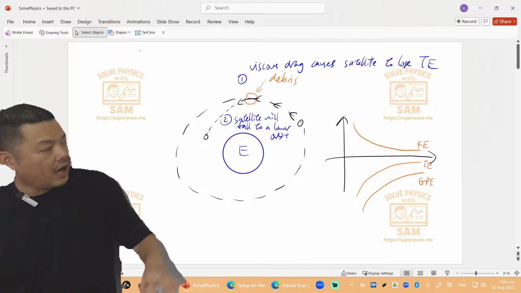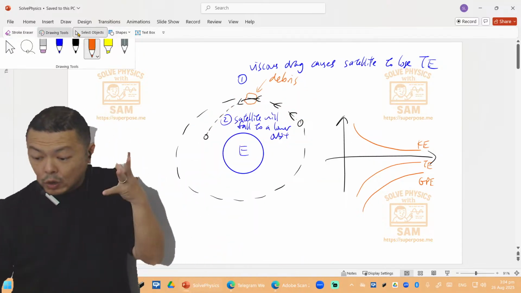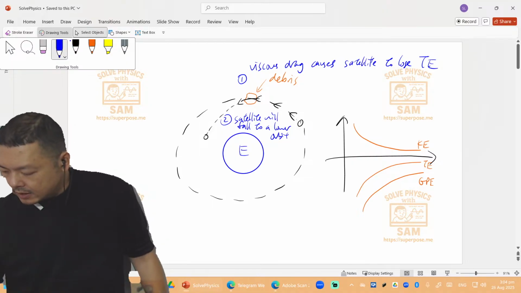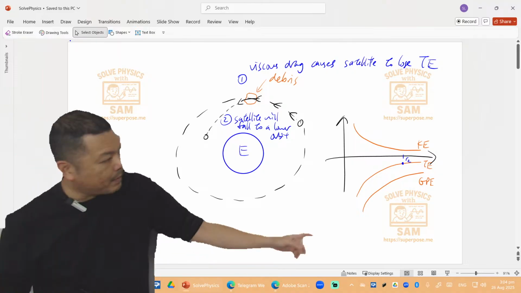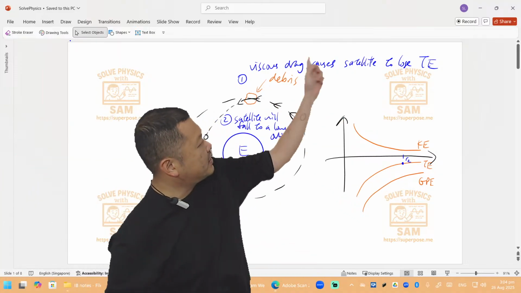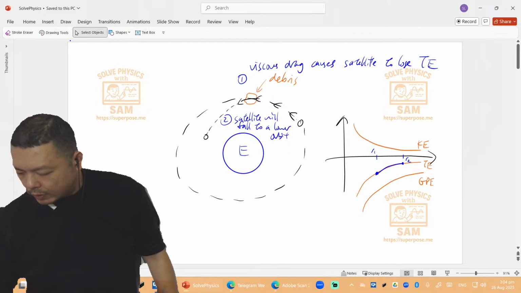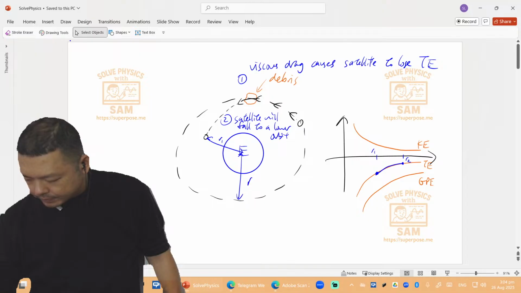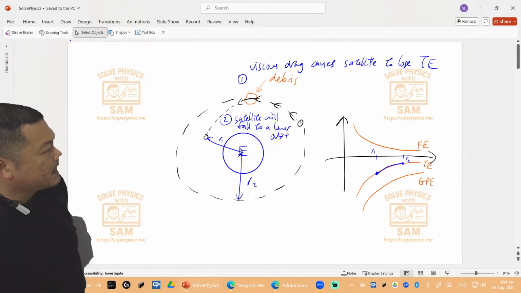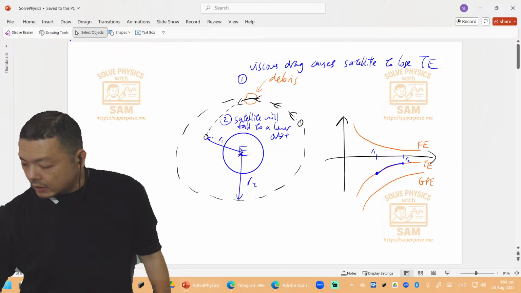So if you obstruct the satellite, it will lose total energy. Looking at this, it was at a higher distance, R2, and had this amount of total energy, but the obstruction causes it to lose total energy, so it drops to a lower total energy. Therefore it will fall to R1. Previously it was R2, so it will fall to a lower orbit. R2 falls to R1.